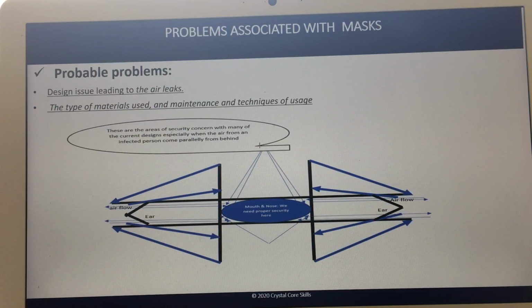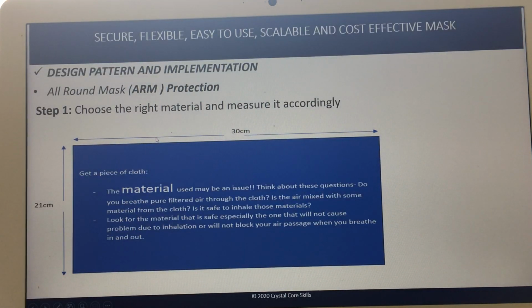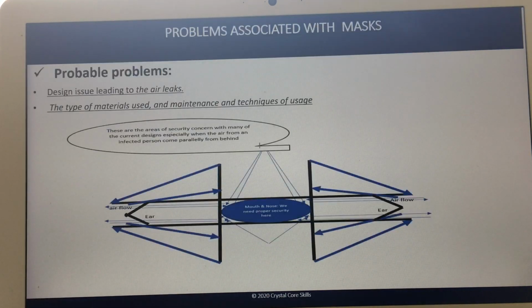One of the most common problems in making masks is the design. Design is one of the problems in most engineering activities, because once you get the design wrong, the entire product may be rendered useless or not secure. For example, take a look at this diagram.